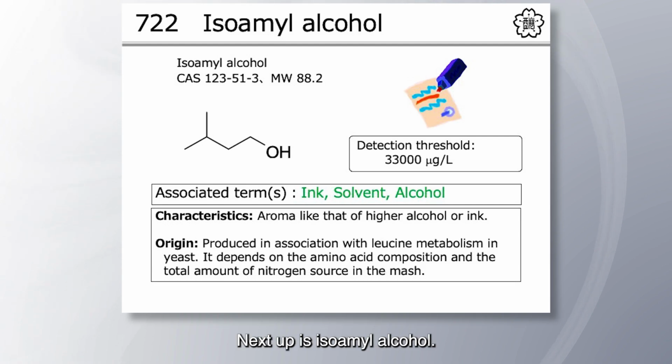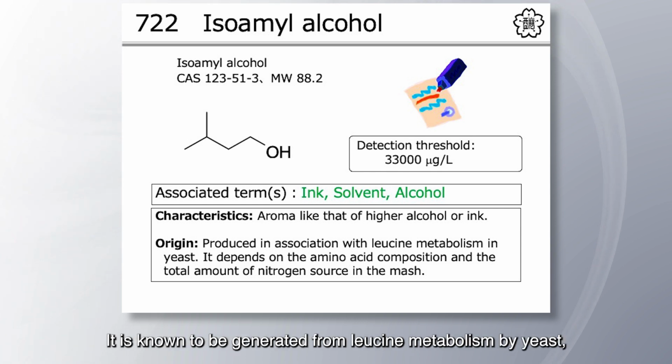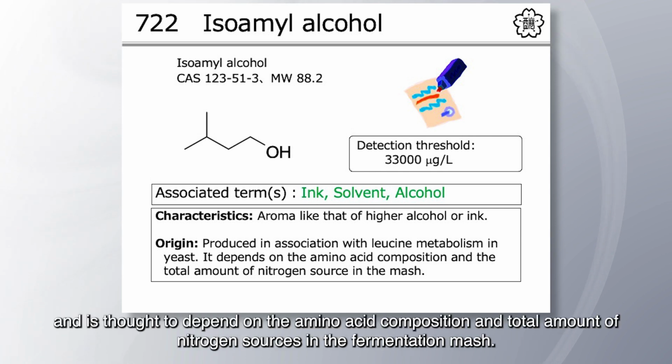Next up is isoamyl alcohol. The associated terms are ink, solvent, or alcohol. It is characterized by a scent similar to higher alcohols or ink. It is known to be generated from leucine metabolism by yeast and is thought to depend on the amino acid composition and total amount of nitrogen sources in the fermentation mash.